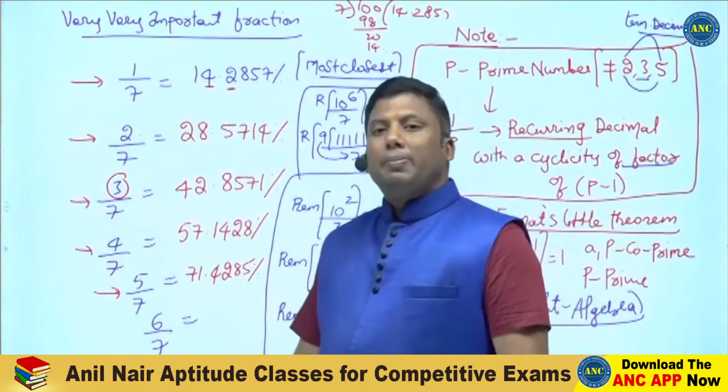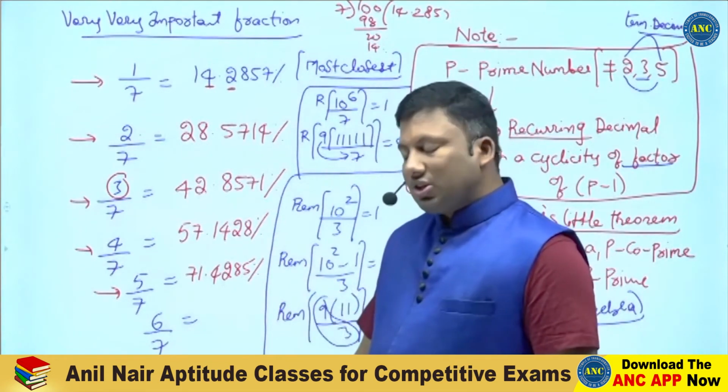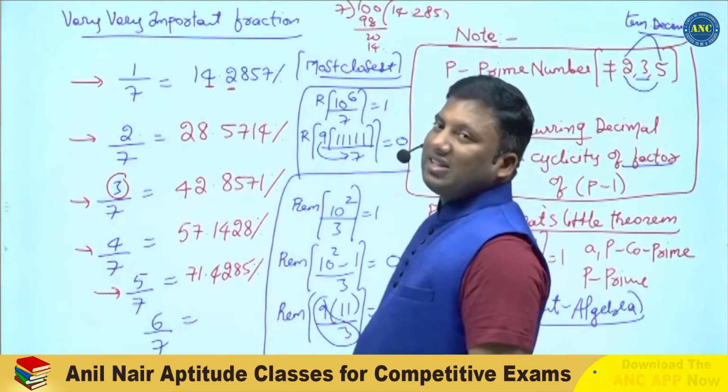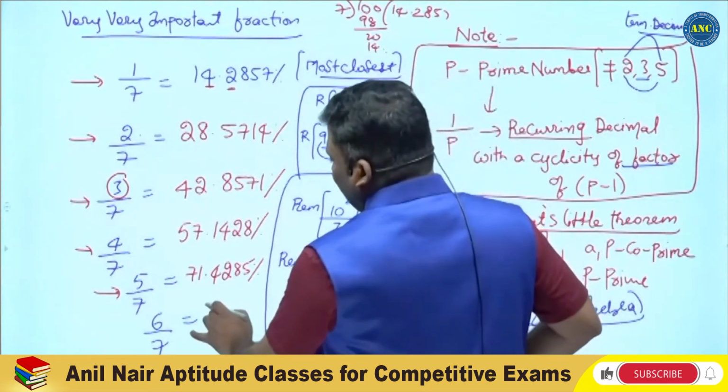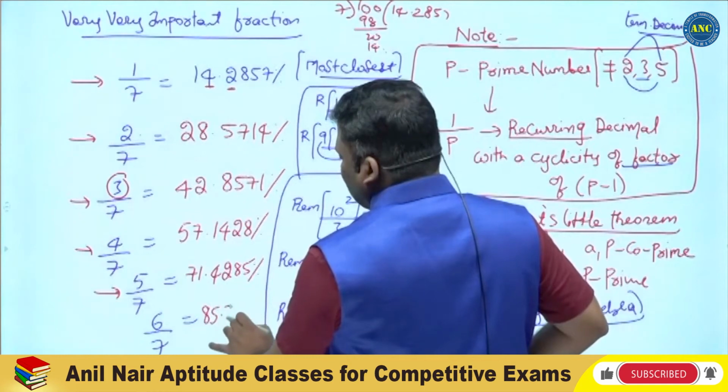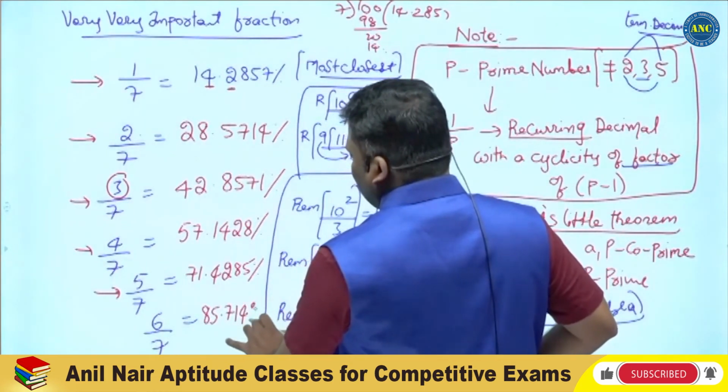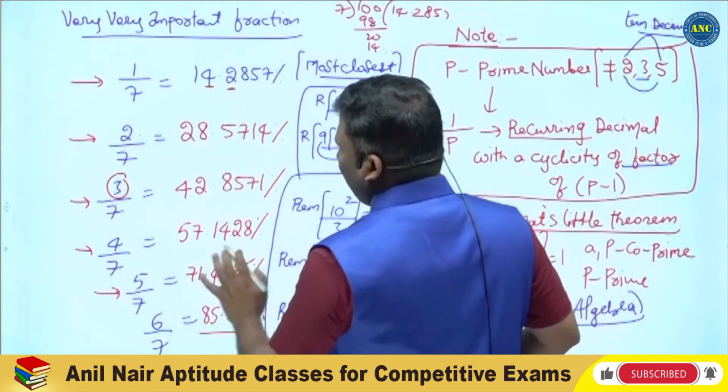6 by 7. 6 tens are 60. 7 eights are 56. 7 nines are 63. 8 times it will go. So it is 85.7142.